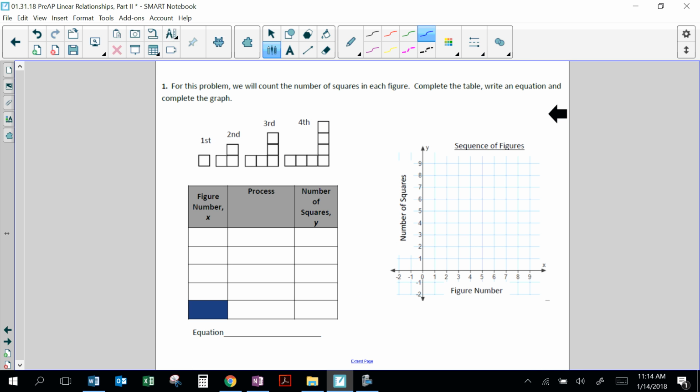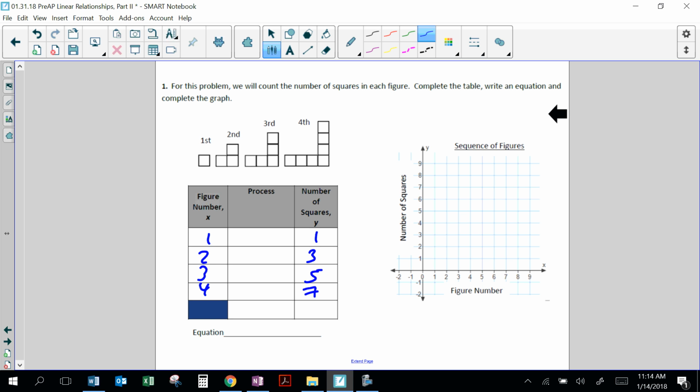So, number 1, for this problem, we will count the number of squares in each figure, complete the table, write an equation, and complete the graph. As you can tell, in the first figure number, there's 1 square. In the second figure number, we had 1, and then it seemed like they added 2 more, so now it's 3. In the third one, we had 3, then they added 2 more to the arm, so now there's 5. In the fourth one, we had 5, then they added 2 more arms, so it is 7.